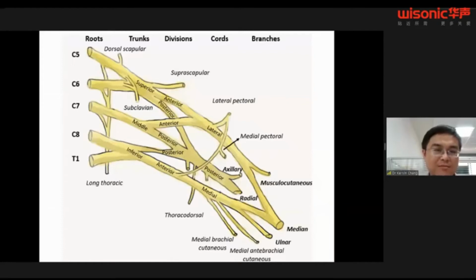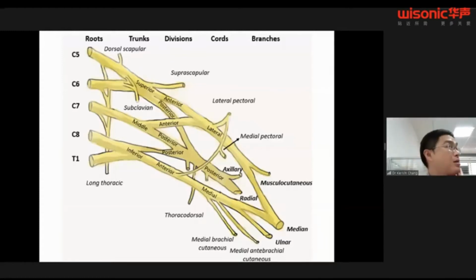And this is the brachial plexus. There are 5 nerve roots that constitute the brachial plexus, including C5, C6, C7, C8, and T1. And the brachial plexus can be divided into 5 levels. The first level is the root, and the second level is the trunk. The third level is the division, and the fourth level is the cord. And then you are going to see the level of the peripheral nerve.